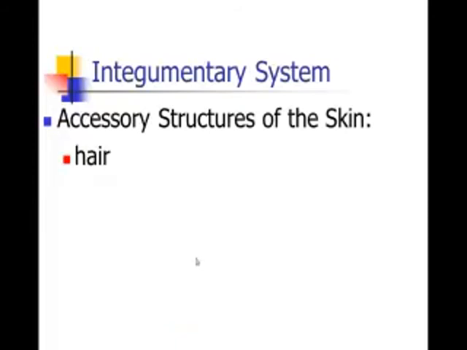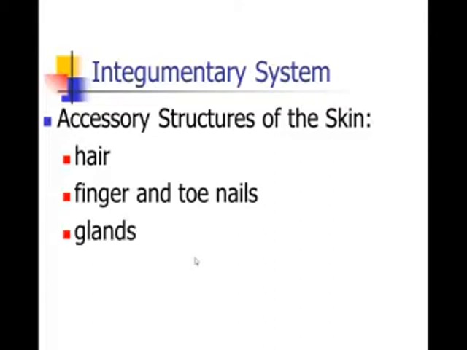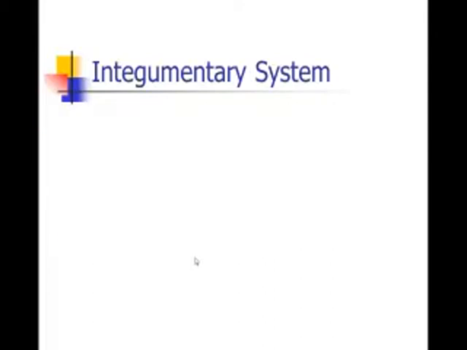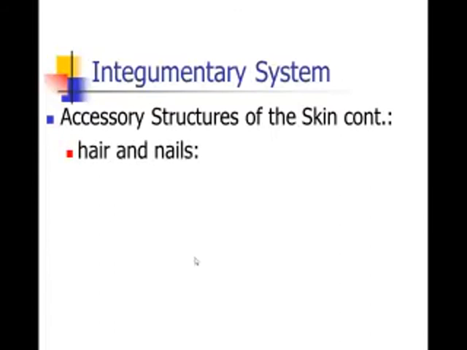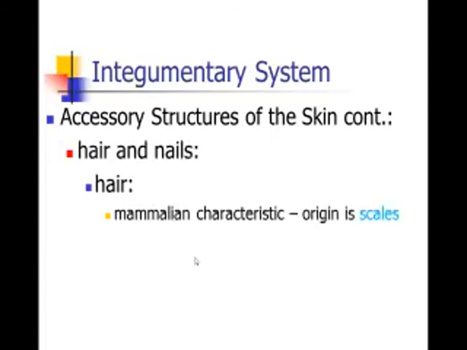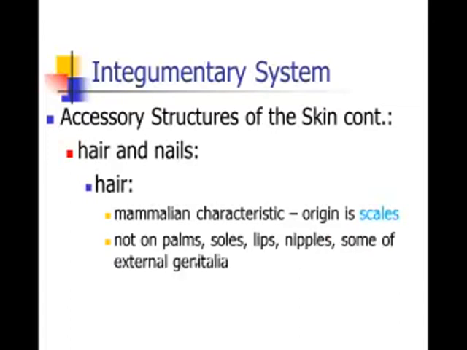We have accessory structures of the skin. We have hair, we have fingernails and toenails, and we have glands. And we'll talk about each of these a little bit. I'm going to start with the hair and the nails. If you remember, I think we talked about this perhaps before. Hair is a mammalian characteristic. Hair comes from embryological origins that were basically scales. And you know, this is for mammals.